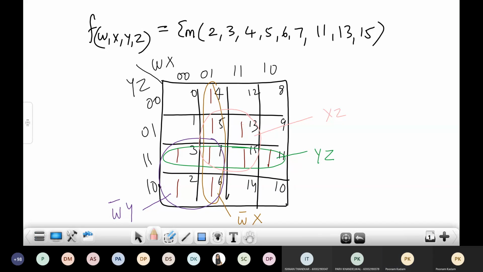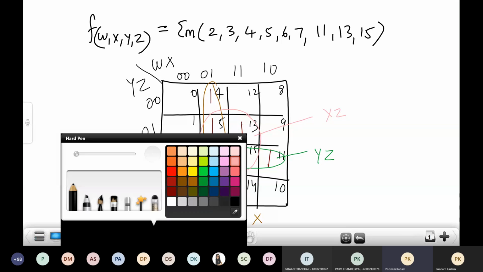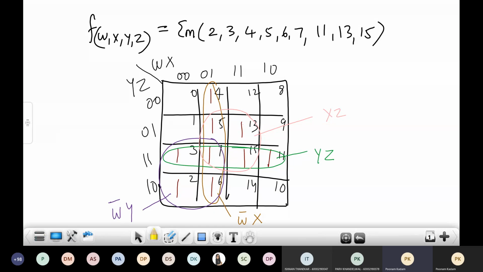Yes, ma'am. Now the second step in minimizing this K-map is to identify all the distinguished one cells. So let us identify all the distinguished one cells quickly. So how many distinguished one cells? You see, cell number 2 is a distinguished one cell, right? Cell number 2 is a distinguished one cell because it is being covered by only one prime implicant, which is W bar Y.